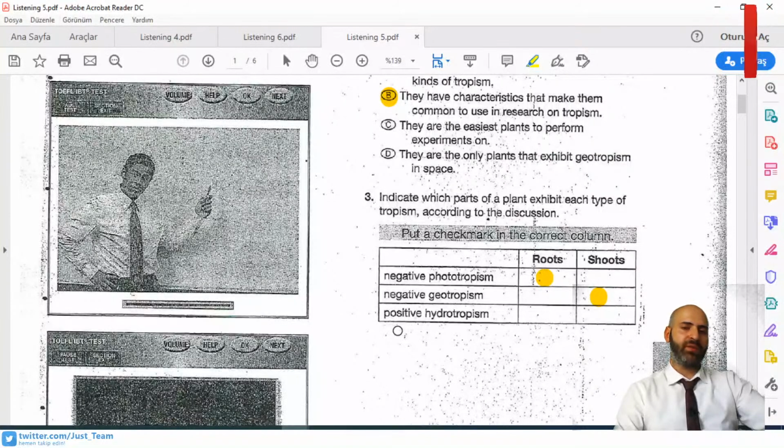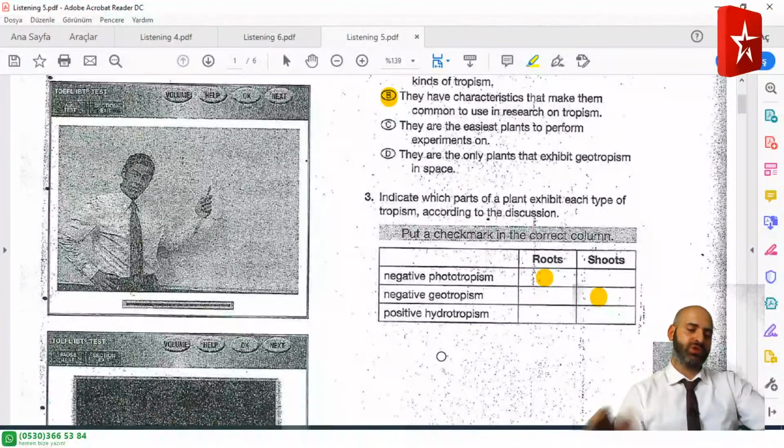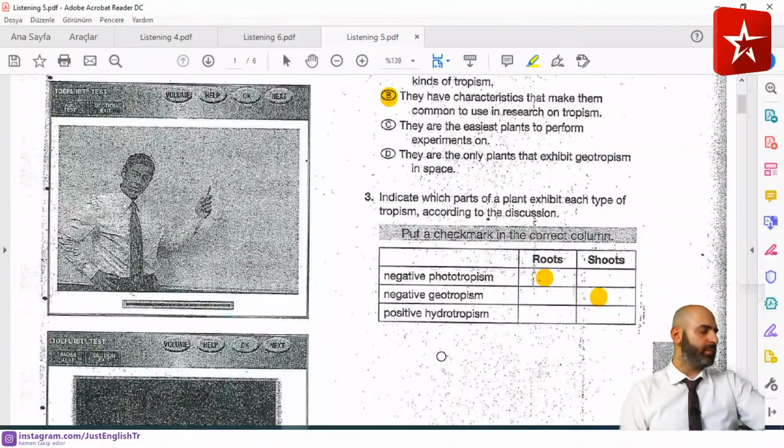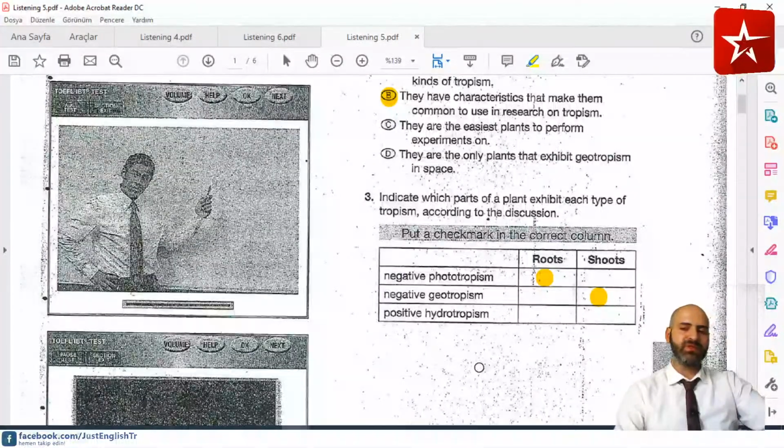And last one, we have got positive hydrotropism. Hydro, it means water. So goes to water. Which one goes to water? Roots or shoots? Goes to water. Ece, Sana, and Dilara said roots. And you are correct, guys. Definitely roots go to water, not shoots.